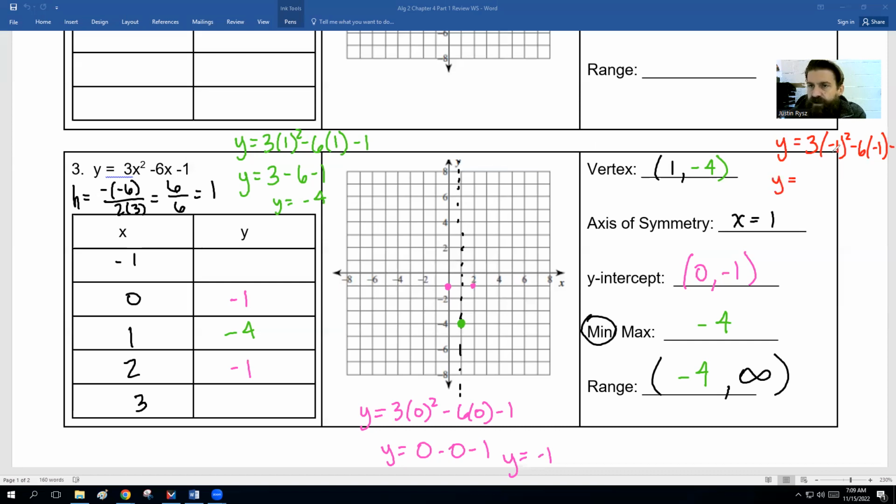All right, -1 squared is a +1. 1 times 3 is 3. -6 times -1 is a +6, minus 1. All right, so this would be 9 minus 1, and that would be 8. So that's 8, and that's 8. So let's see, -1 goes all the way up to +8, and 3 goes over to +8. And we just connect the dots. It's a very skinny parabola.